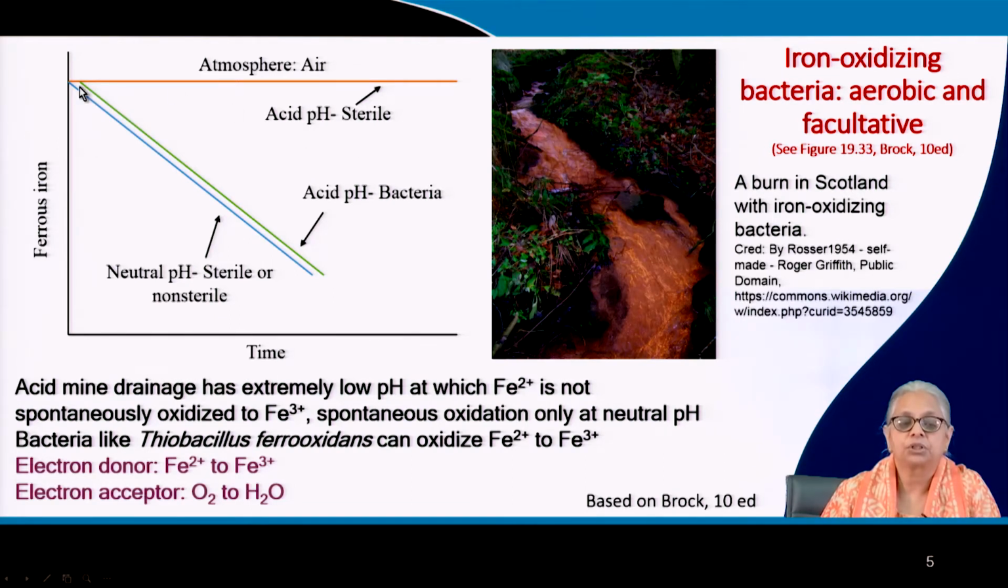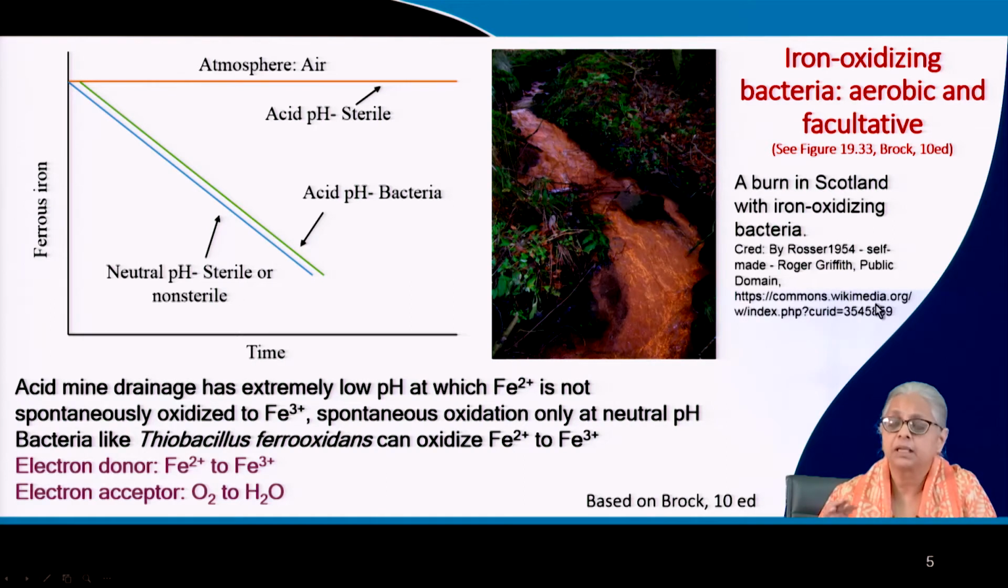Under acidic conditions, you can see under sterile conditions there is no change in the concentration of ferrous iron. It is only when bacteria are present under acidic conditions, only then is ferrous iron oxidized to ferric iron. So this is a very interesting example of a particular group of bacteria which is capable of oxidizing iron under acidic conditions. So by definition, these bacteria are acidophilic bacteria, and like I said, they can be aerobic as well as facultative.